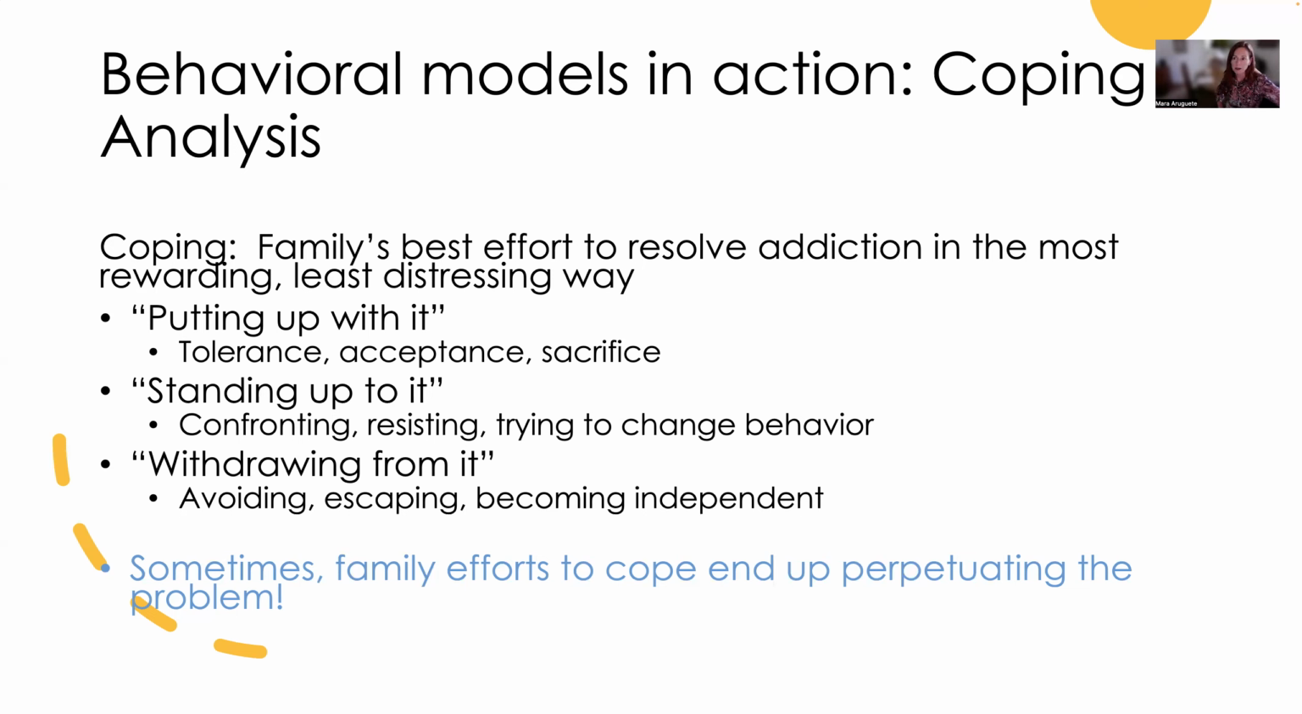Okay, another possible way that families cope with it is to stand up to it. And that is confronting the addiction, resisting, trying to change that behavior in the family member. And then finally, another way is to withdraw from it. And that's avoiding that family member, escaping, getting out of the house, becoming independent as soon as possible, getting away from the family.